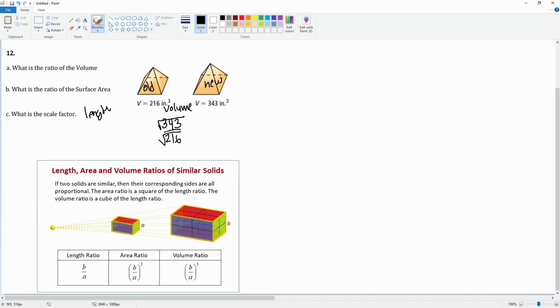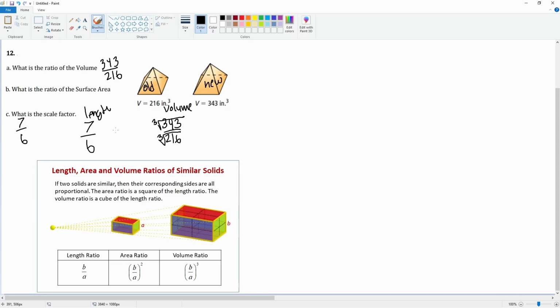So what is the cube root of 343? It is 7. And then the cube root of 216 is 6. So the scale factor here is 7 over 6. The ratio of the volume was 343 over 216.